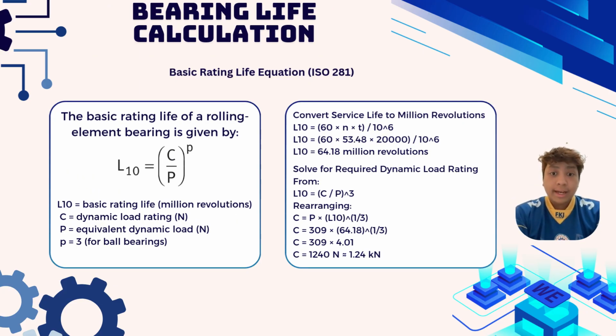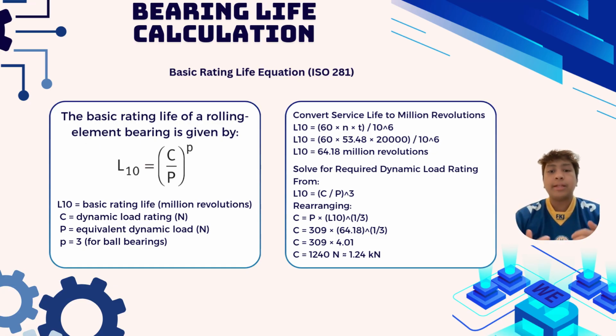Okay, in this slide, we calculate the required dynamic load rating of the bearing. First, we convert the required operating life from hours into million revolutions using the equation L10 equals 60 times N times T divided by 10 to the power of 6.